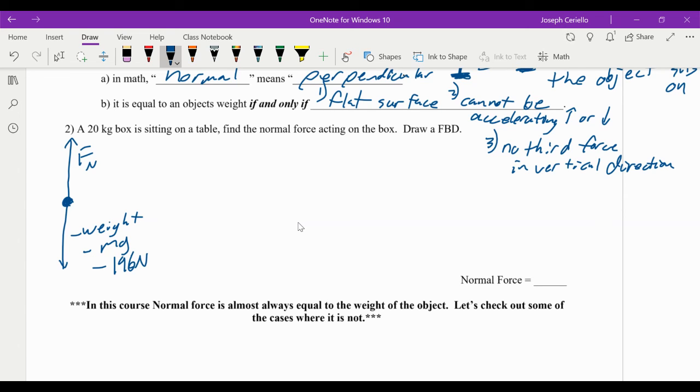So when you think to yourself, is this a case where we are on a flat surface? Yes, we are on a flat surface. Is this object accelerating up or down? Is it like on an elevator or anything like that? No, it is not. Is there a third force in the vertical direction? Is someone pushing down on the box? Is someone pulling up on the box? No. Therefore, we can assume that the normal force is equal to the weight, in this case mg. So the normal force equals 196 newtons. Like I said, 95+% of the time, normal force is equal to the weight in this class.